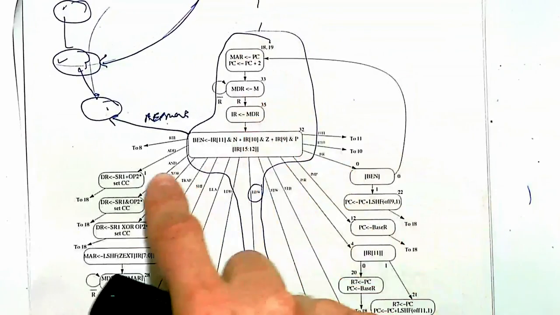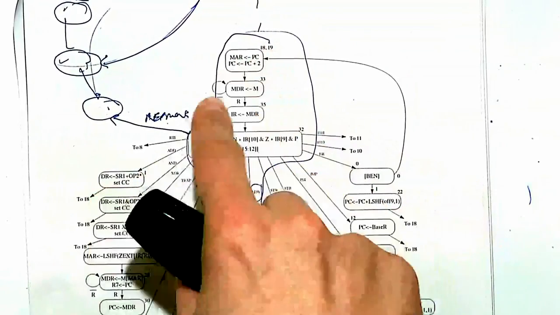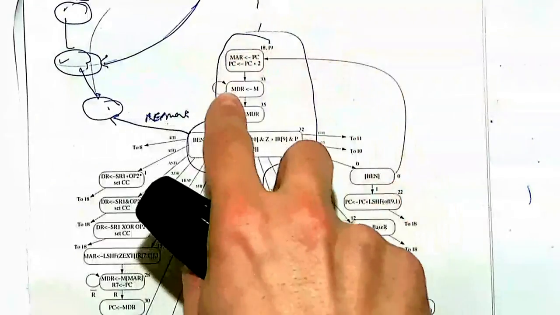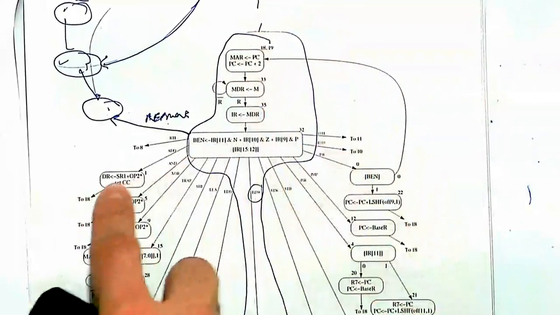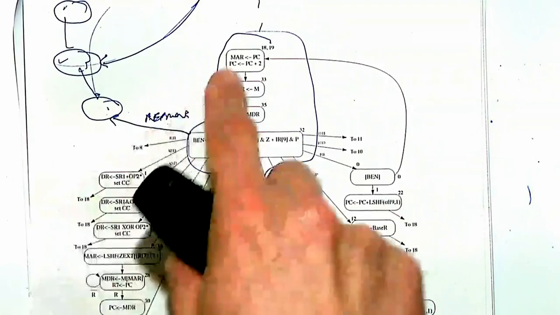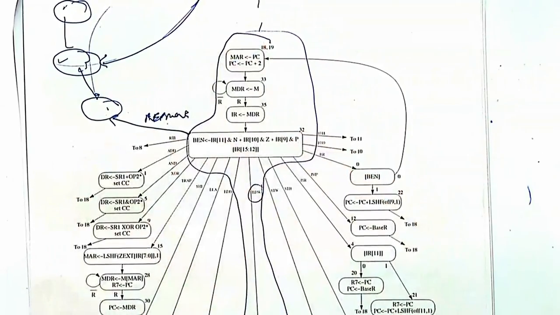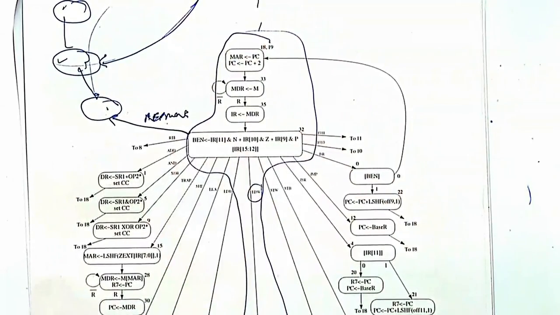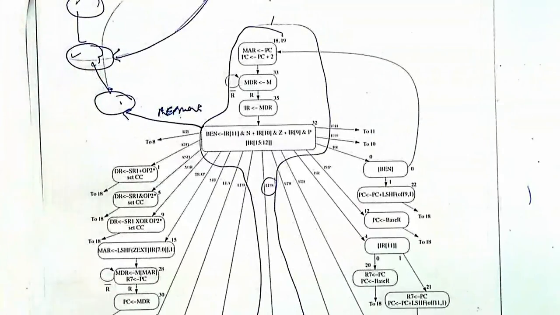So 1, 2, 3, 4, 5. Basically 5 cycles. Actually, if memory takes longer, maybe 10 cycles, right? Depending on how long the memory takes. So instead of finishing one instruction every 10 cycles, hopefully we'll finish one instruction every cycle, because we'll be putting one instruction into the pipeline every cycle. So that's the idea over here.